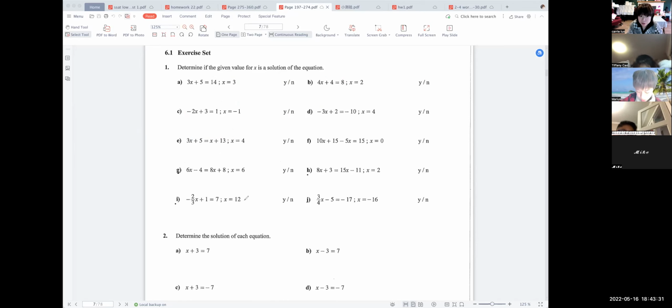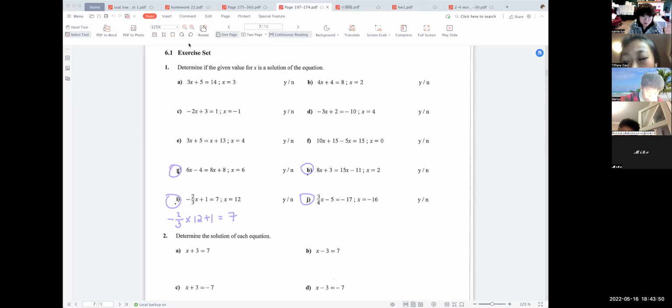Now, number G and number H are pretty easy. But I'm going to spend a little bit of time on number I. We're going to do these 4 questions together, but I'm going to help you with number I first. So let's take a look at this one. It's negative 2 over 3 times 12 plus 1 equals 7. So this question became like that.